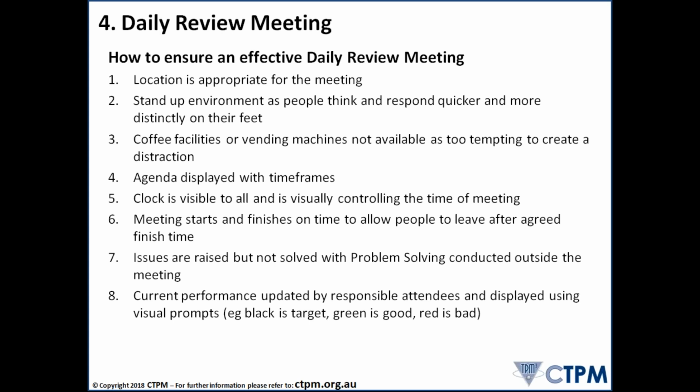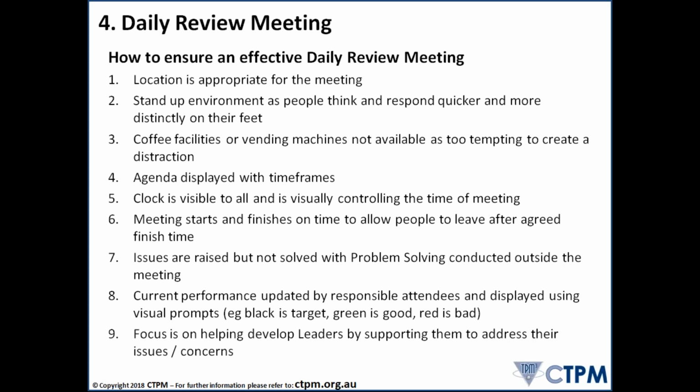Once again, we don't want to use up the time in the meeting to do that. That should be done beforehand. And lastly, we want to focus on helping develop leaders by supporting them to address their issues or concerns. So this is the empowering of everybody. When we go back to our Lean 6 key principles, empower people. We want to make sure the leaders at every level are supported to address their issues and concerns there and then as much as possible.